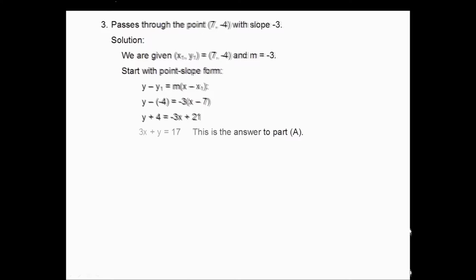Again, if we do it in order, part A was general form. Variables to the left, numbers to the right, and x comes first. So add 3x, subtract 4. So 3x plus y is equal to 17. There's part A.